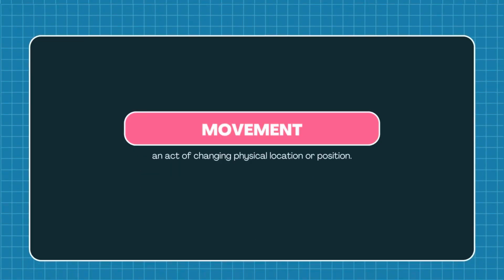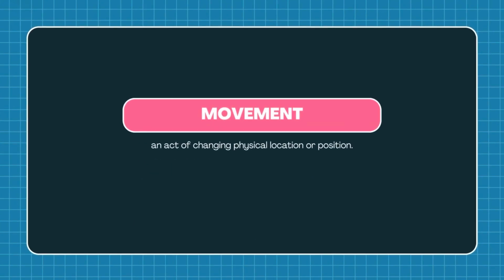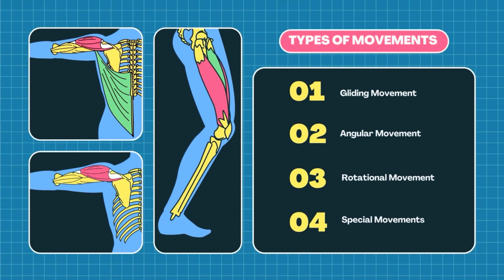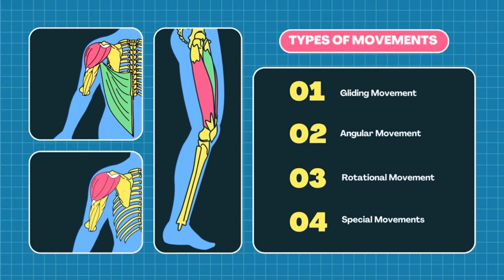It is called movement. So, what is movement? Movement is an act of changing physical location or position. This simple movement has its various types and terminologies, and it contributes to our health. Without further ado, let us discuss its different types and apply it.